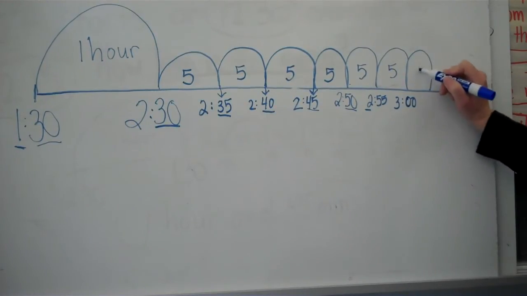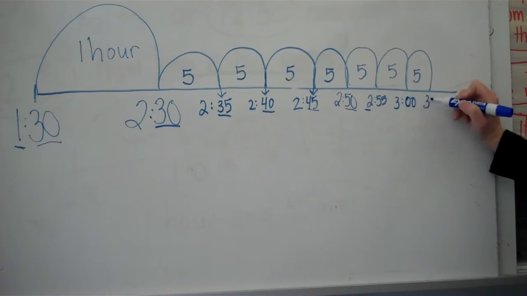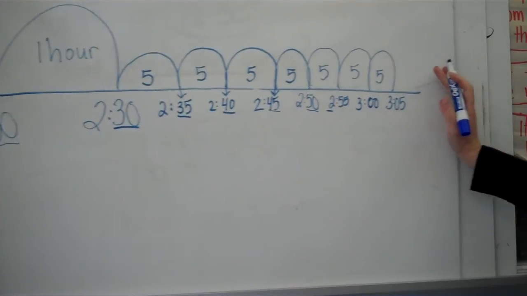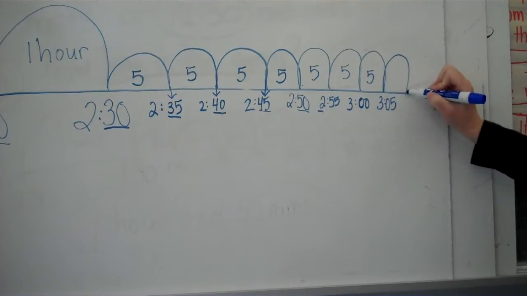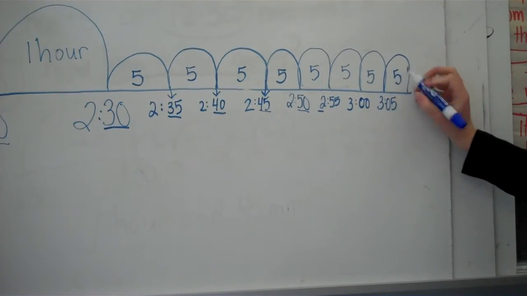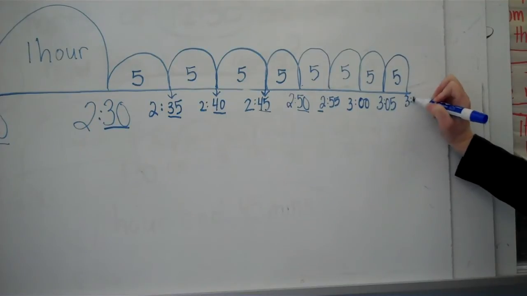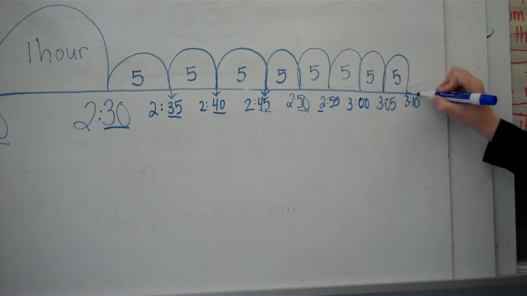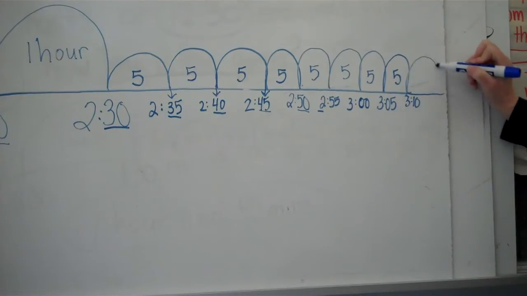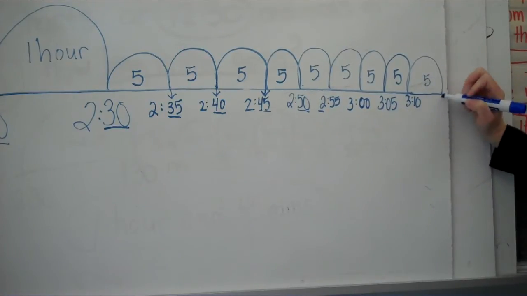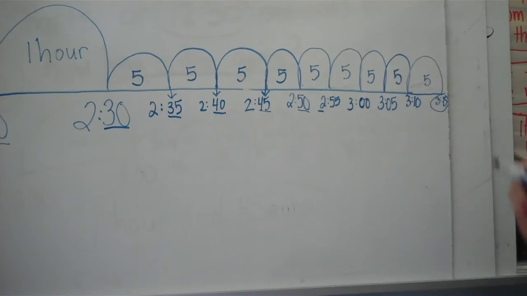5 more minutes. It's going to be 3:05. Then I'm going to go another 5 minutes. 3:10. Another 5 minutes is 3:15. 3:15 was my end time. So I can stop. I don't need to hop anymore.